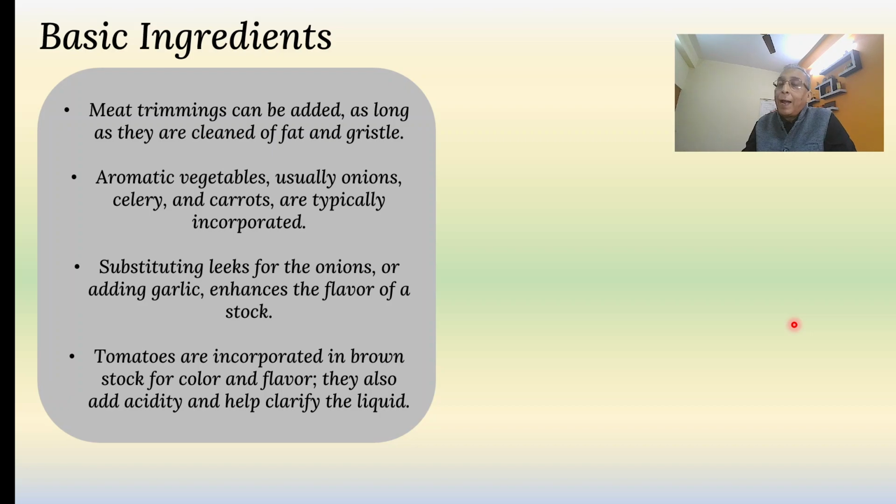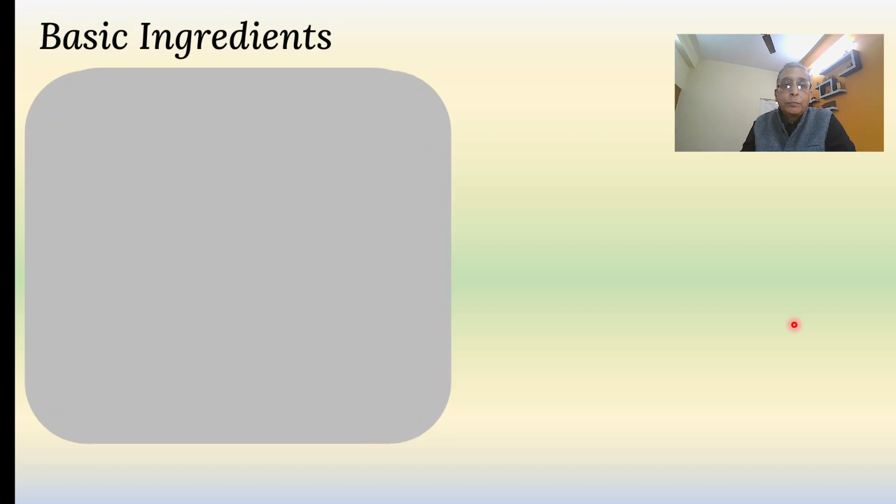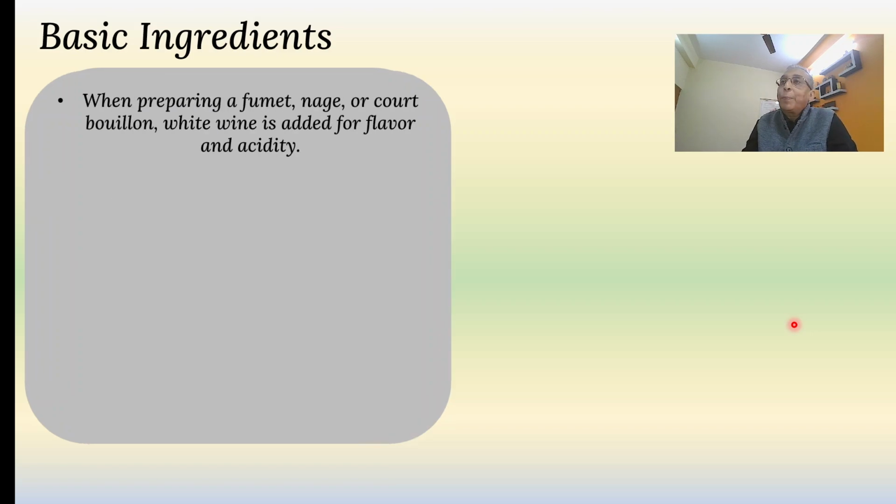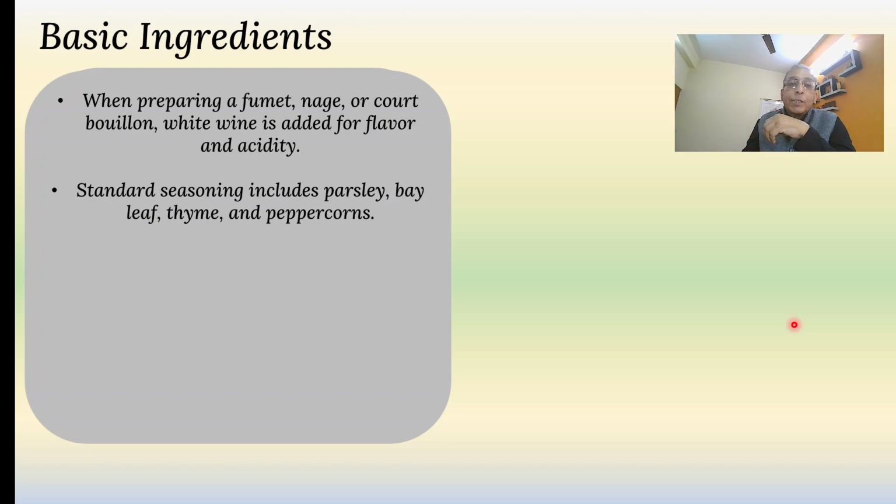Tomatoes are used for color and flavor, and also to add acidity, because the presence of acid will help in clarifying the stock. That means the stock will become clearer, free of impurities. It will become almost transparent. When preparing a fumet, nage or court bouillon, white wine is added for flavor and acidity. Remember this. Standard seasoning includes parsley, bay leaf, thyme and peppercorn.